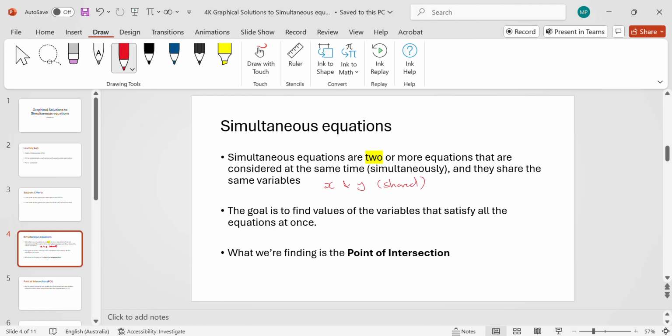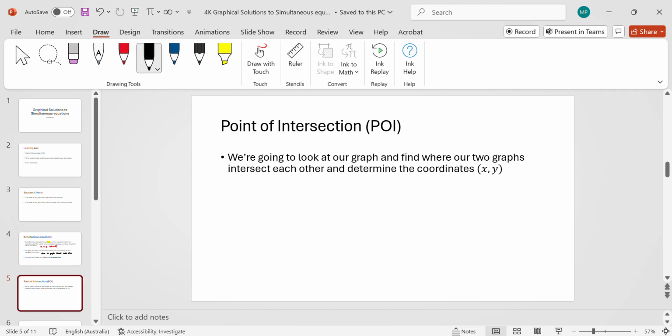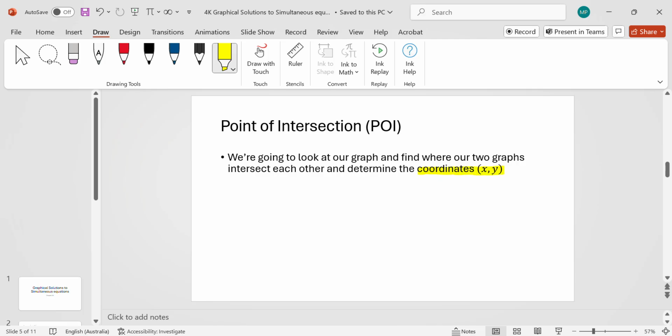So what that means is, once you draw the graphs, you're trying to find the point where all the graphs intersect each other. Okay. So you're finding the point where all graphs intersect each other, just like that. So that's the whole point right here. Now, for the point of intersection, you're just finding where the coordinates are. Okay. So you're just finding the coordinates x and y.